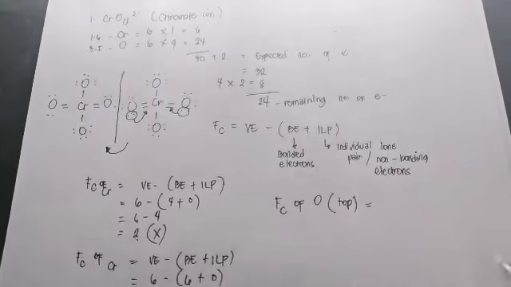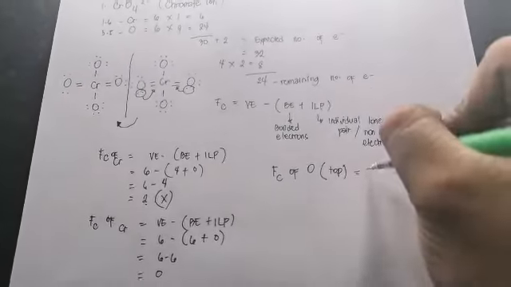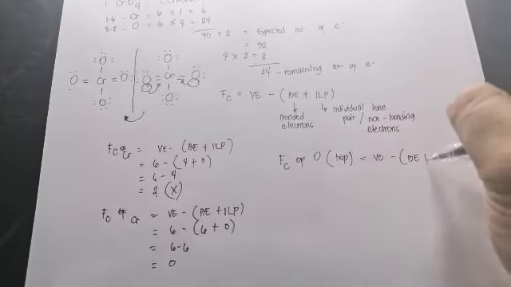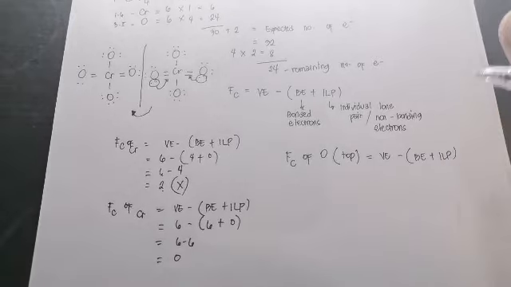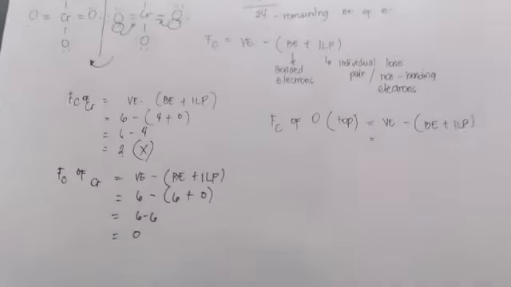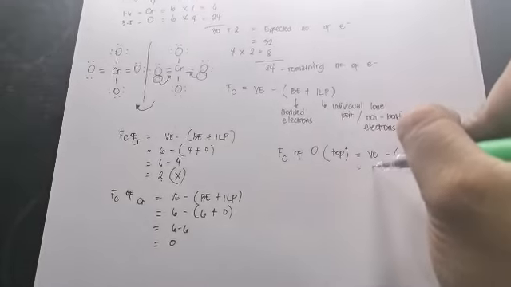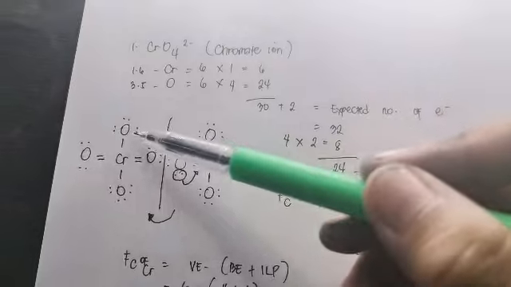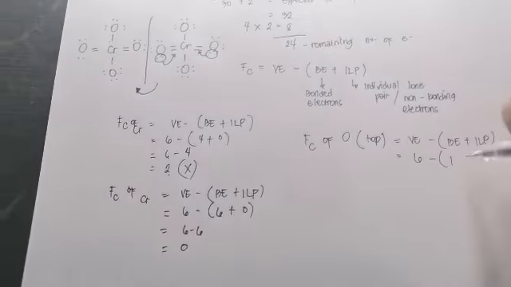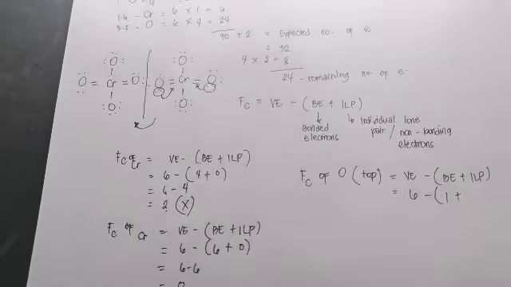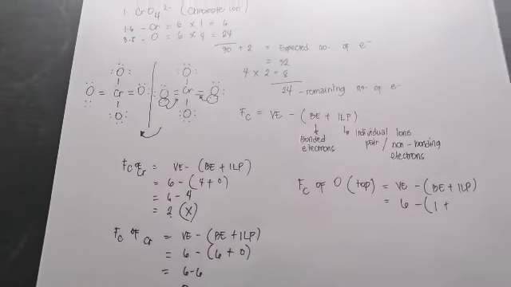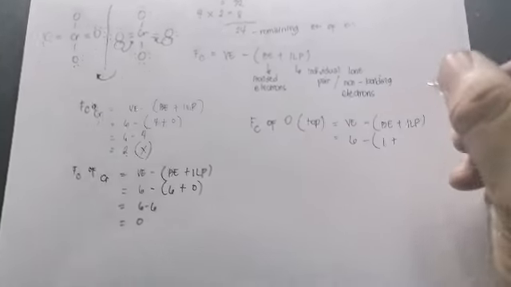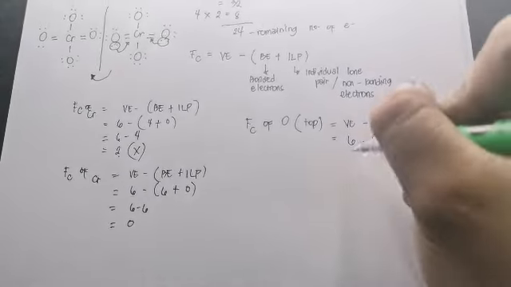Okay, so same formula pa rin yung gagamitin. You have valence electron minus the bonded electrons plus the individual lone pair. And then, again, what is the valence electron of oxygen? You have 6 minus how many bonded electrons? Only 1. And then, individual lone pairs. Do you have 1, 2, 3, 4, 5, 6. So, lalagyan mo dito ng 6.